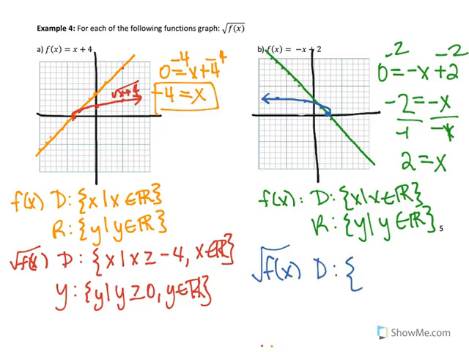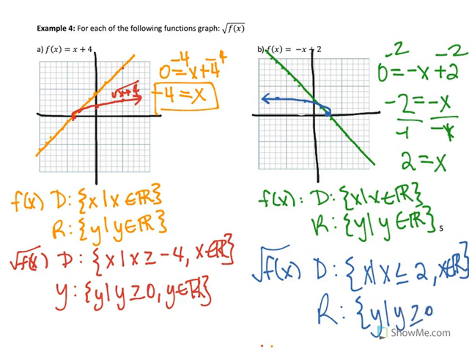So the domain for this is x such that x is an element. No, it's not. It's less than or equal to 2 for the real numbers. And the range is y is greater than or equal to 0 for all the real numbers. Alright, and that's how you graph the radical of a linear function. Next is quadratics.